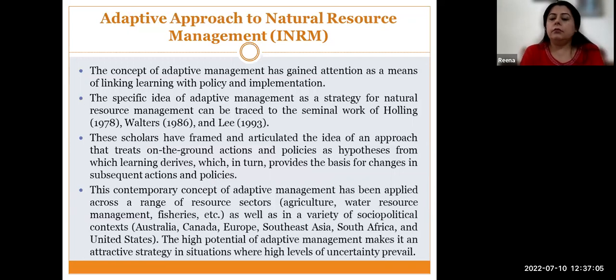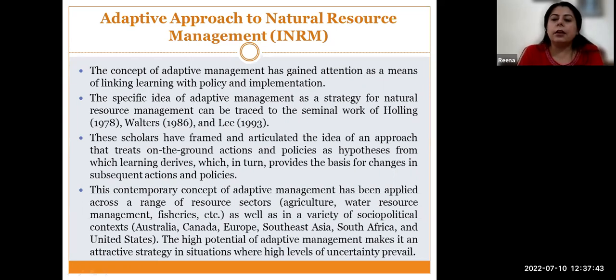So then there is the adaptive approach. So the adaptive approach gained attention as a means of linking learning with policy and implementation. So as you keep on learning with different kinds of policies, you adapt yourself and you implement those policies. So it was basically a specific idea of work done by different scientists, such as Walters and Lee. So these scholars have framed and articulated the idea of an approach that treats on-the-ground actions and policies.